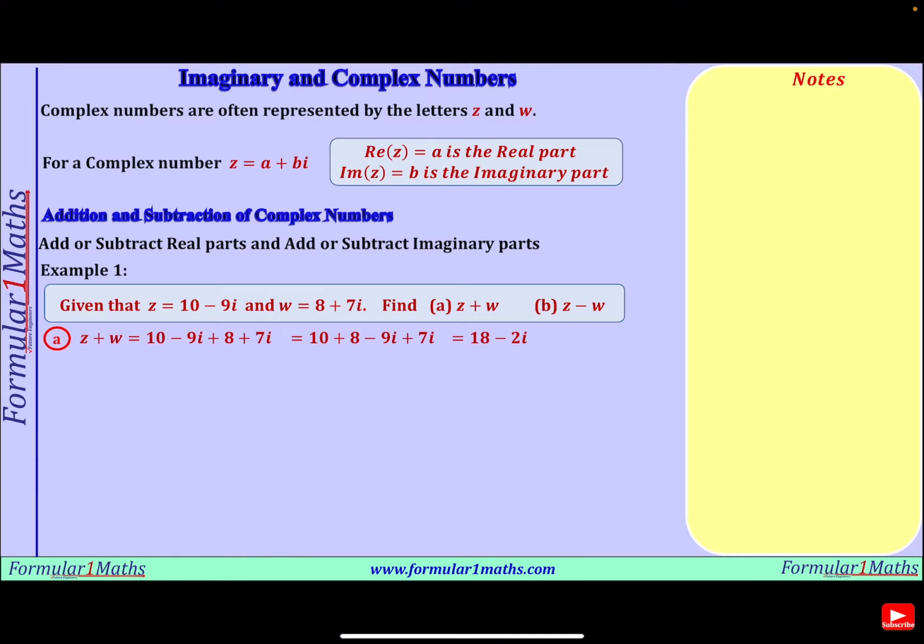So I hope you did that. Let's go now and see the answer for b. So z minus w is this minus that. Make sure you put 8 plus 7i into brackets, just because of the negative sign here. So now we expand together, collect like terms, simplify, and we get our final answer, 2 minus 16i.